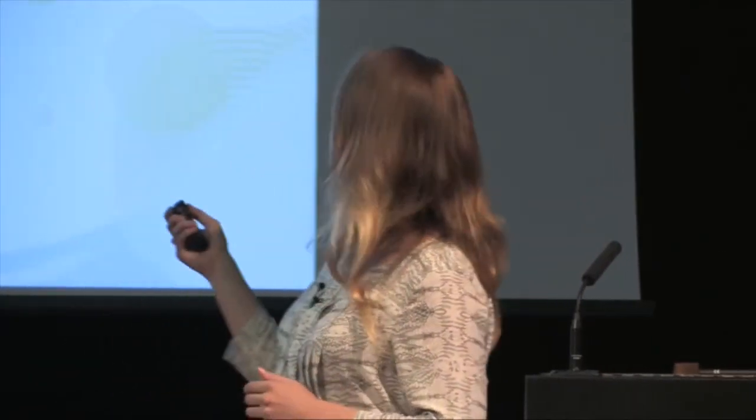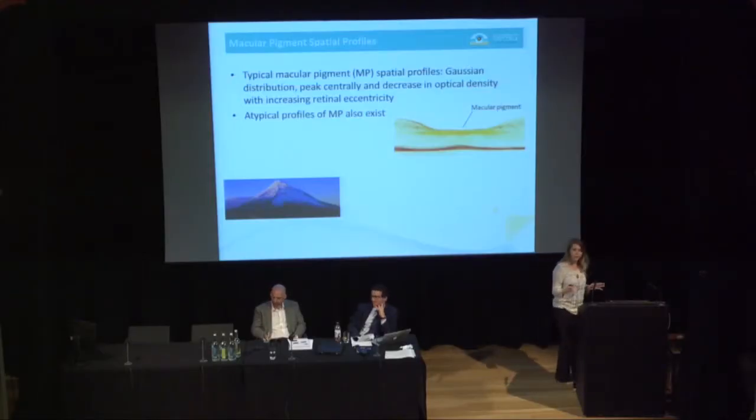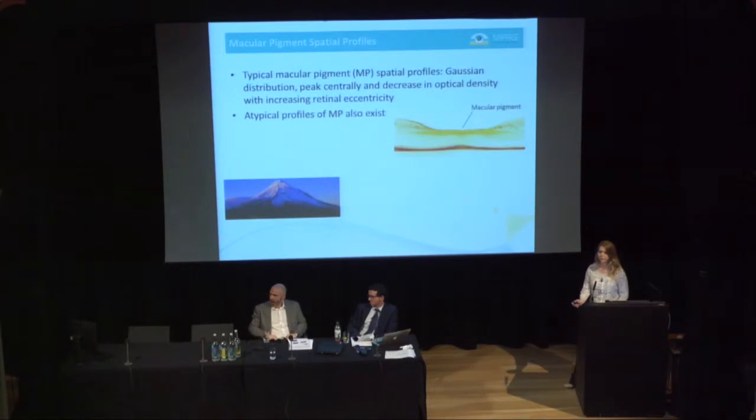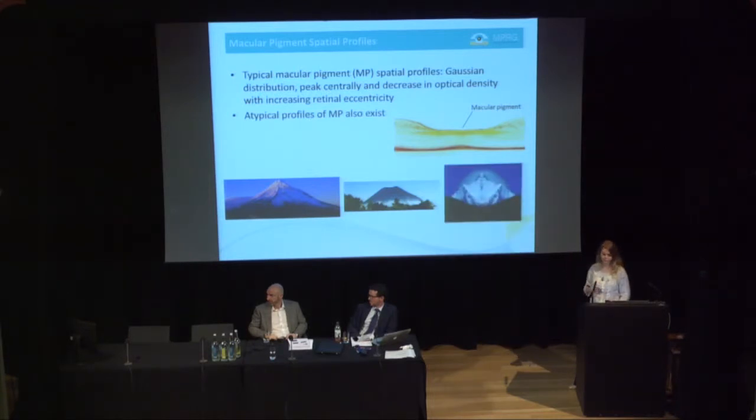The next thing I looked at was the spatial profiles that were given by each device. Now, a typical macular pigment spatial profile peaks in the center of the fovea here, and we get this peaked mountain. But there's also been atypical profiles of macular pigment discovered, some that have a central dip in the center, such as a volcano, or a secondary peak at the side. So I compared the spatial profiles given from the densitometer and the Spectralis, since their macular pigment measurement values correlated so well. I wanted to see if they also showed the same shapes.